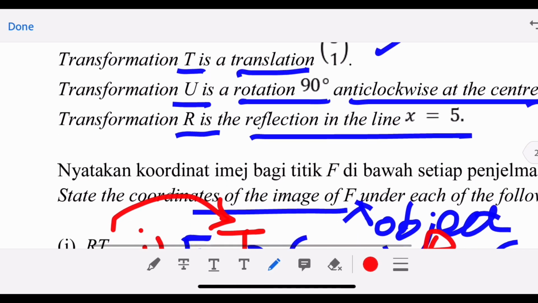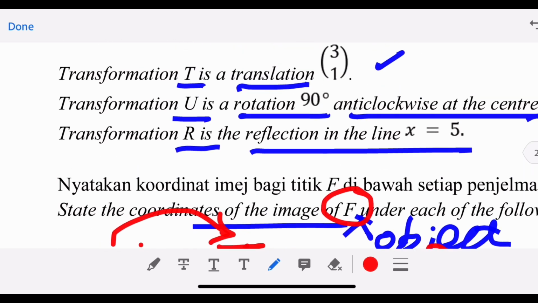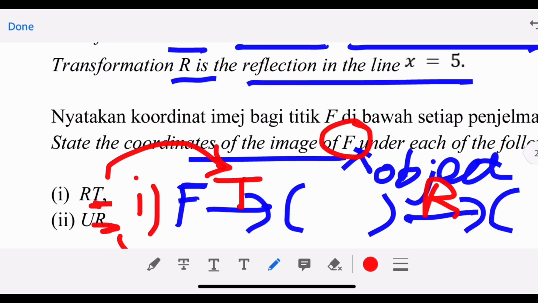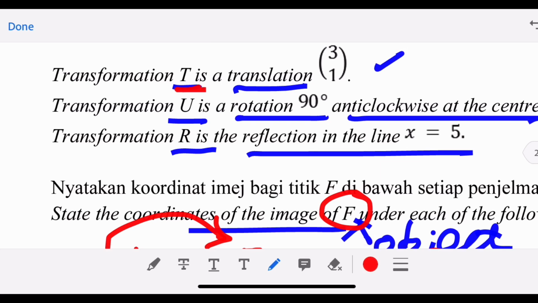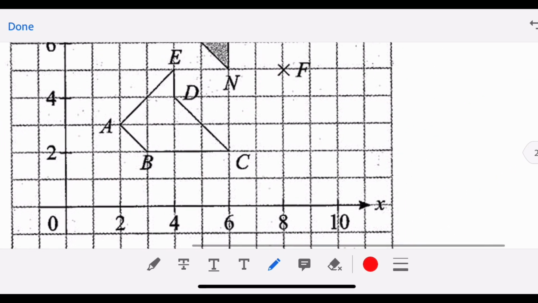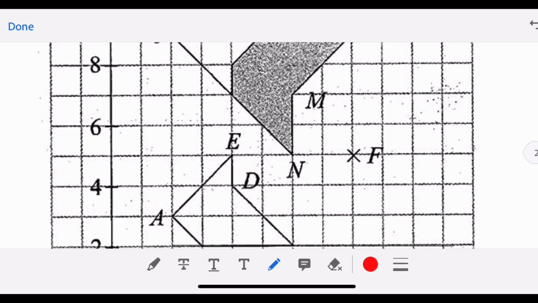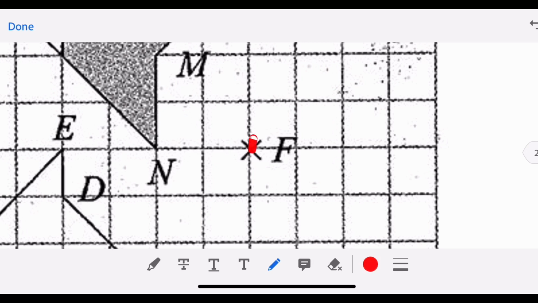Then after that, you write the answer in the answer space. After that, for the first image that you got, it will be the object for the second transformation, right? Okay, now we go to the diagram. Let's see where is the object F. Can you see there is an F with a cross there? That is our object. So we are going to do translation.